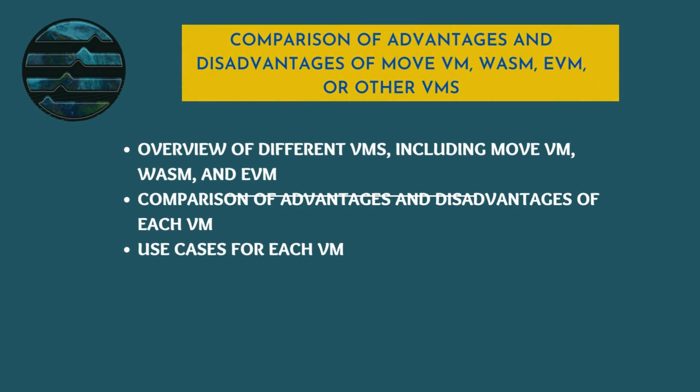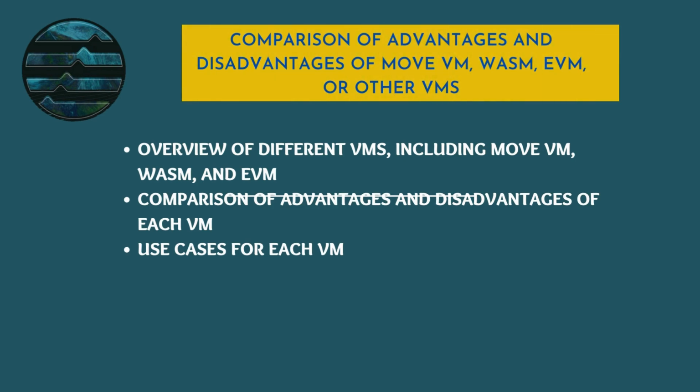In terms of use cases, MoveVM is specifically designed for the Libra blockchain and is best suited for applications that require high levels of security, such as financial services or digital asset management. WASM is a more general-purpose VM that can be used for a wide variety of applications, including web development and gaming, as well as blockchain smart contract development. EVM is best suited for applications that require a high degree of flexibility and functionality, such as decentralized exchanges and prediction markets.